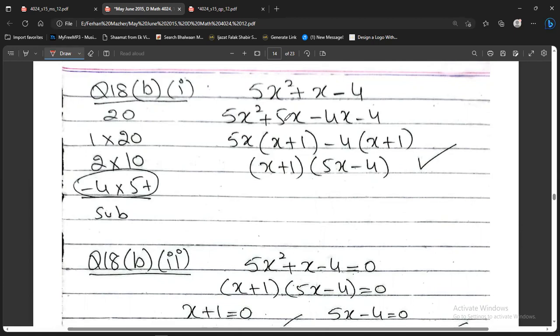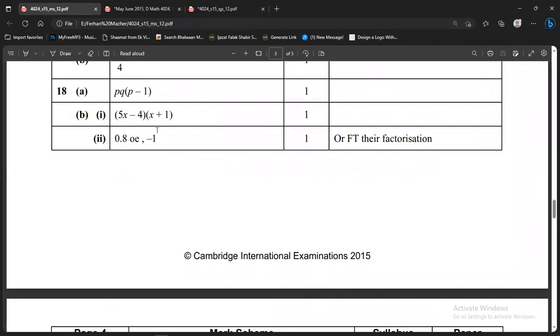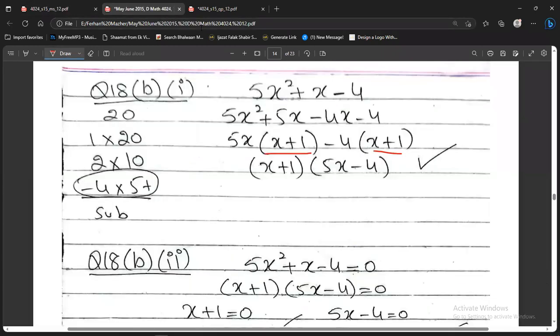From the first two terms, 5x is common. In the bracket, you will have x plus 1, bracket close. From the last two terms, -4 is common. In the bracket, you will have x plus 1, bracket close. Now this bracket and this bracket are common. So I will take this common bracket. From here, I will have 5x. From here, I will have -4 and the bracket close. So this is how you will factorize it: x plus 1 into 5x minus 4.